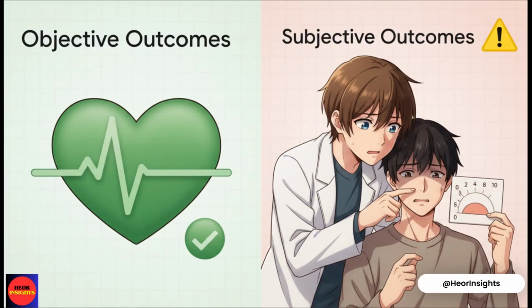Now, the risk here really depends on the outcome. If you're measuring something totally objective, like whether a patient died, the risk is pretty low, even if the trial isn't blinded. But if the outcome is subjective, think patient-reported pain scores, or an investigator assessing tumor size, the risk of bias is super high if the person doing the measuring knows the patient's treatment.